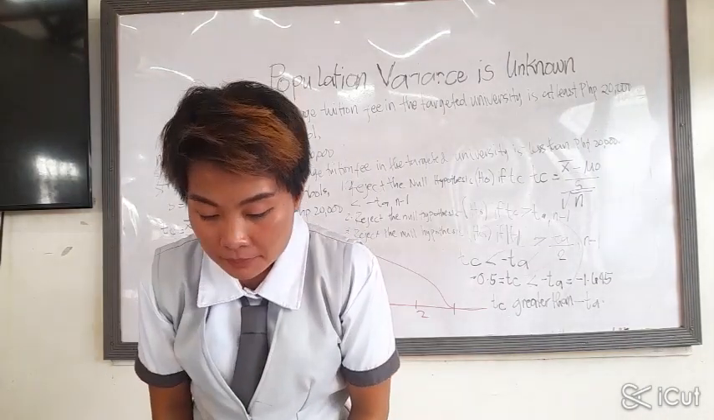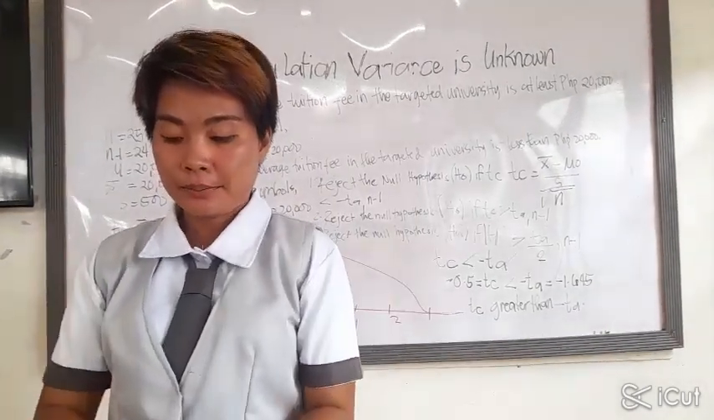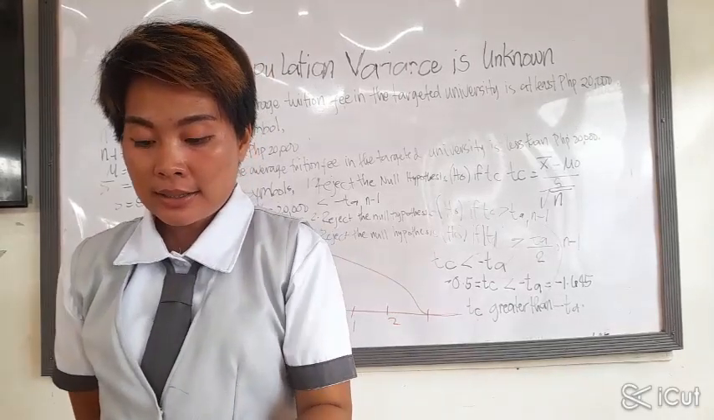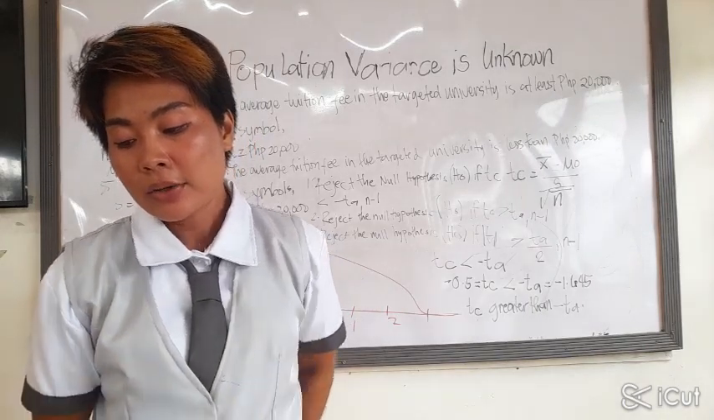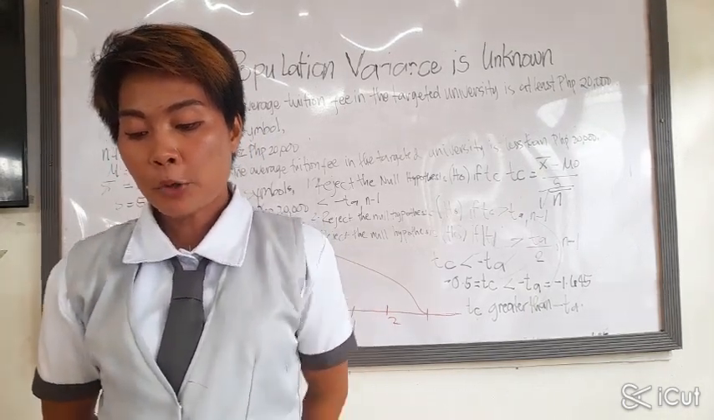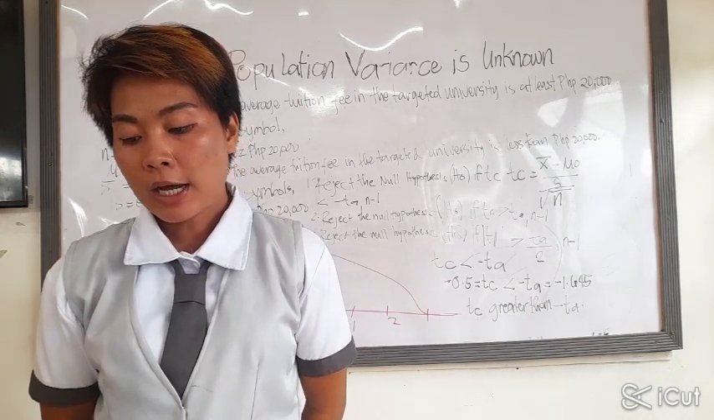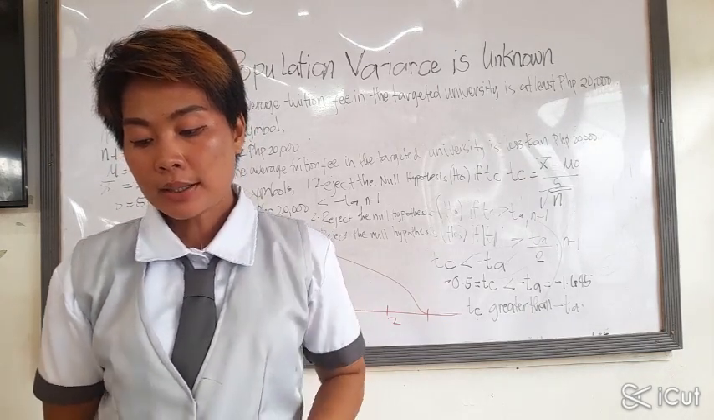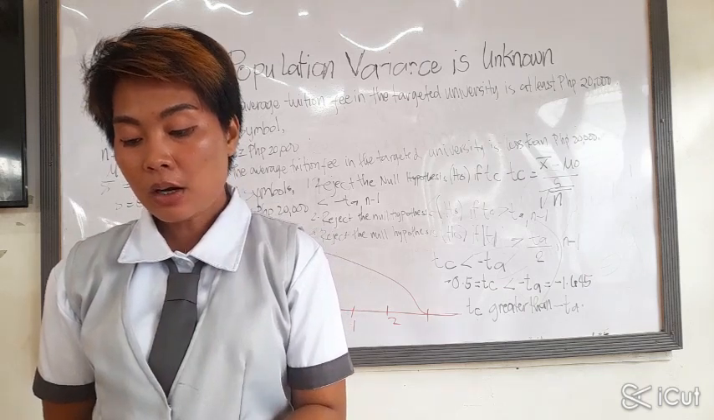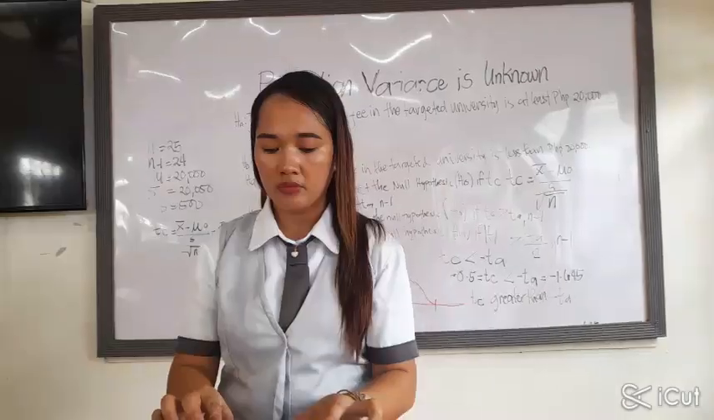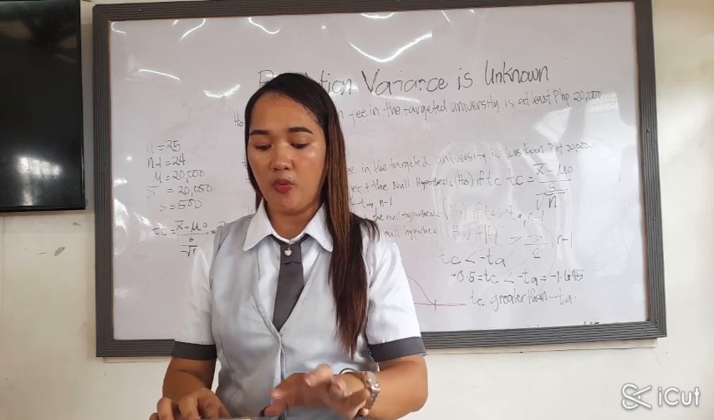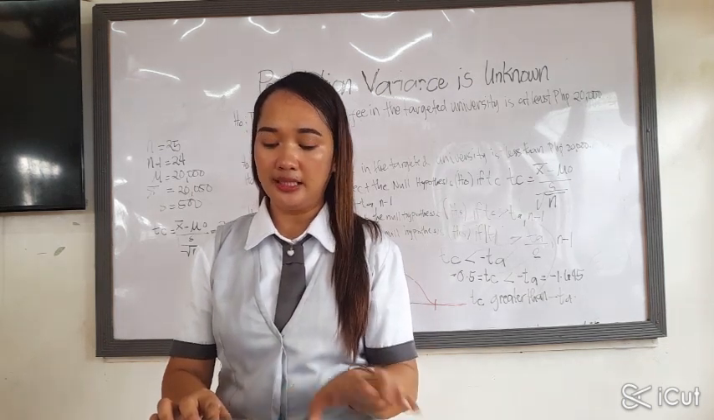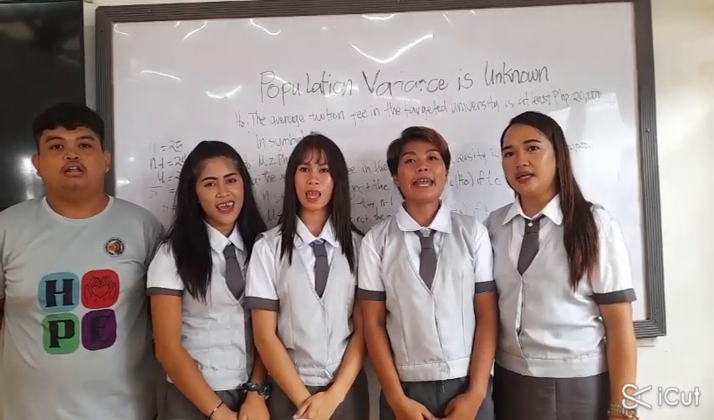Step 5. State the conclusion. Lastly, as a consequence of the decision, a conclusion is made in relation to the purpose of the test of hypothesis. We accept the null hypothesis. Conclusion: therefore, the father can say that the average tuition fee in the university where he wants his daughter to study is at least 20,000 pesos. That's all. Thank you.